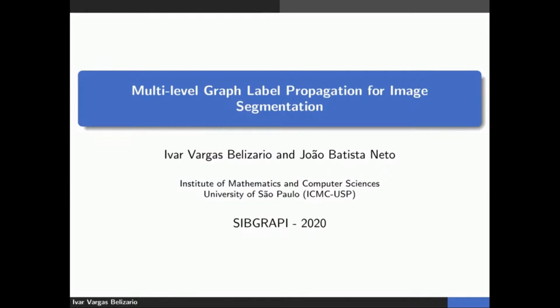Hello, my name is Ibar. I present to you multi-level graph label propagation for image segmentation, that is part of my doctoral study. This is the outline of the presentation. First, I will talk about the introduction, then the contribution, then the related work, then the proposal, then the results, and finally the conclusion.